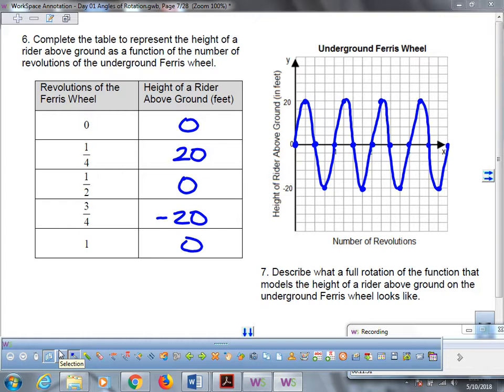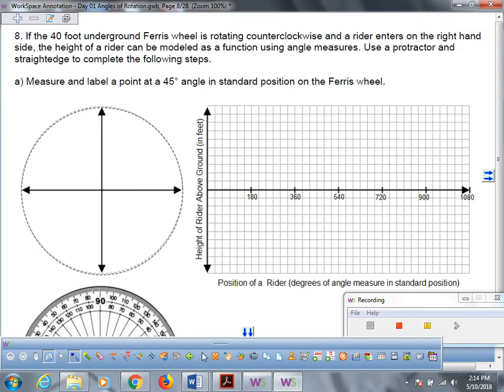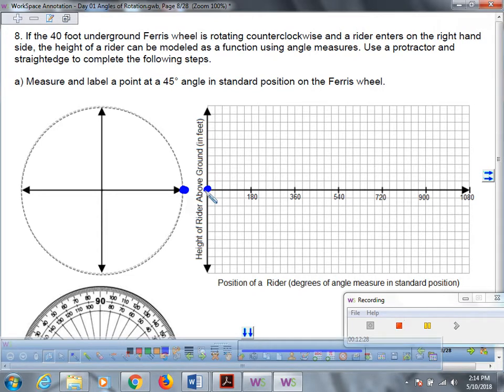So I'll let you guys finish that up real quick. Pausing. All right. So now let me do the same thing I did last time, but let's do it with degrees. Okay, there are 360 degrees in a circle, correct? So if I start here on my Ferris wheel, I'm at 0. Notice that my circle is the same height as my graph. Okay, so check out what happens. So I'm going to be at 0 again once I go 360 degrees around, and then 720, and then 1080.